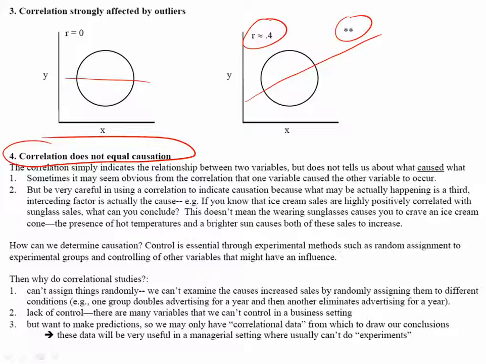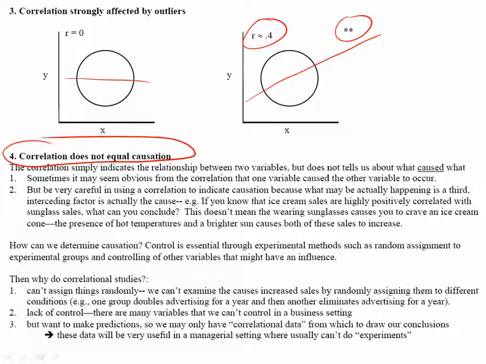Your logic tells you that there must be something that's causing both the ice cream and the sunglass sales to go up. And this is most likely due to the presence of hot temperatures or brighter sun causing both of these sales to increase. So even though there is a correlation, we can't say that there's a causation.